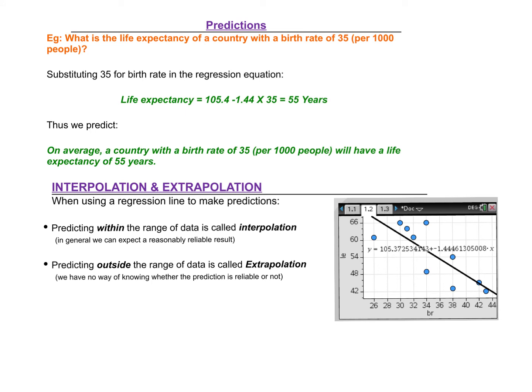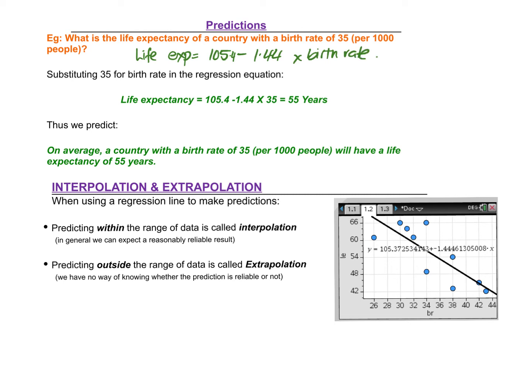Okay, the next thing we'll get asked to do is make predictions. So we're going to use this equation that we had. So I'm just going to write it out. We had life expectancy equals 105. I'm going to round to one decimal place now for that. Minus 1.44 times, I'll do 1.4, times birth rate.